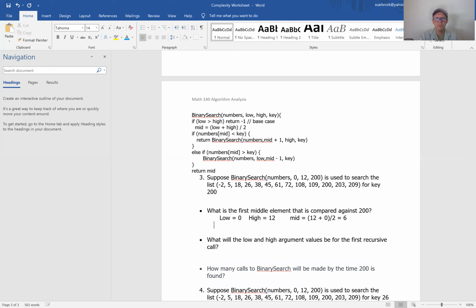Okay, so looking at numbers of 6, that is equal to 61, I believe. Okay, right. So now, what will the low and high argument values be for the first recursive call? Now we're looking for 200. Okay, so 200 is greater than 61. See if I can highlight all of that.